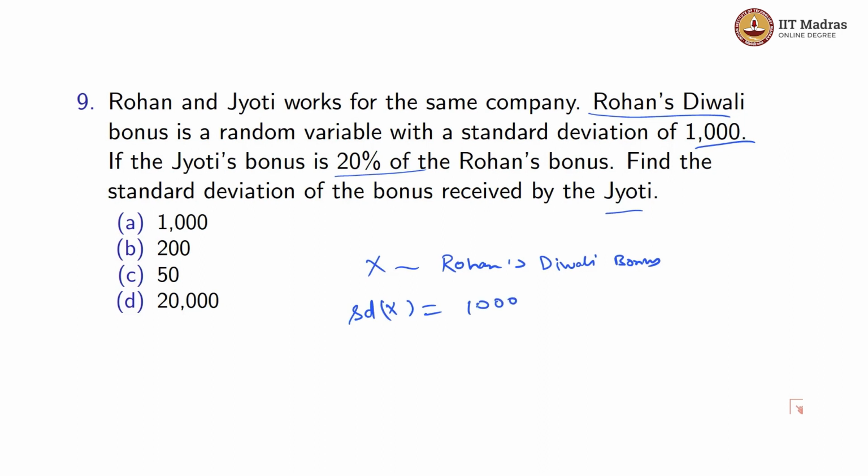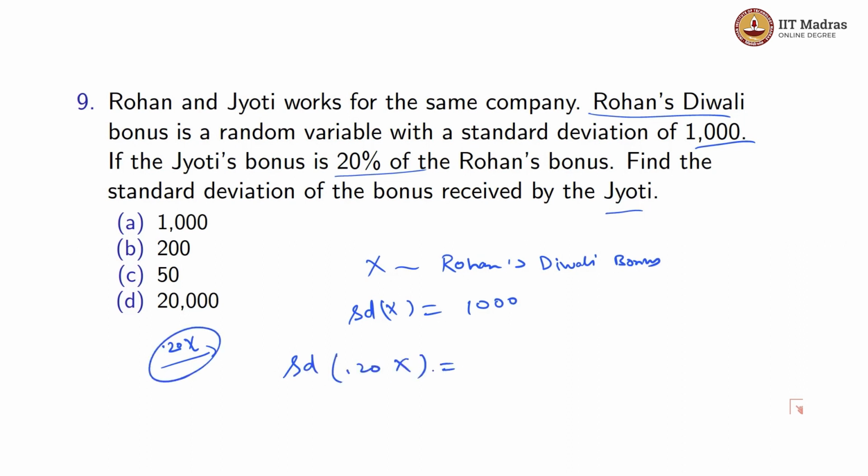Also, Jyoti's bonus is 20% of the Rohan bonus. So for this the random variable is 0.2 times x, that is 20% of the random variable defined for Rohan's Diwali bonus. So 0.20x represents the random variable for Jyoti's bonus, and we have been asked the standard deviation of this random variable, that is 0.20x.